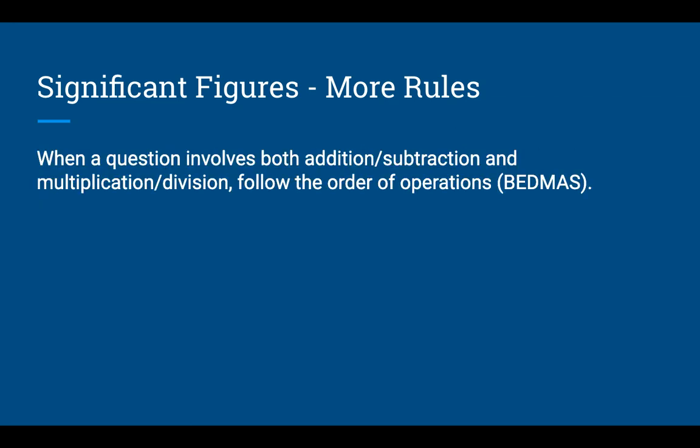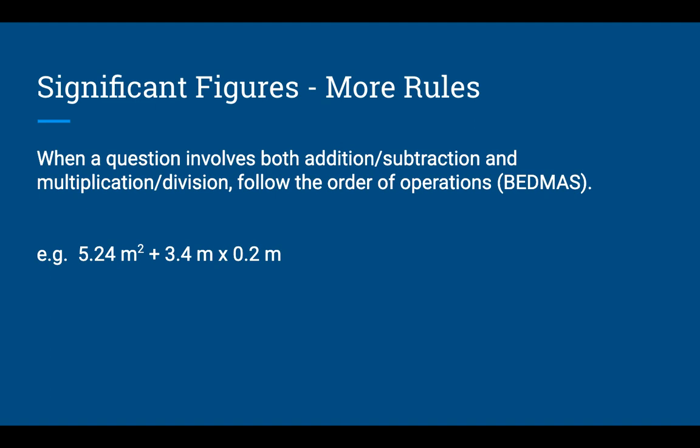Now what about if the question has both? So if it has both, you're going to follow the order of operations. So do the brackets first, exponents, then division, multiplication, then addition, subtraction. And you kind of have to think about the significant figures at each step. So if we look at this example, 5.24 meters squared plus 3.4 meters times 0.2 meters.